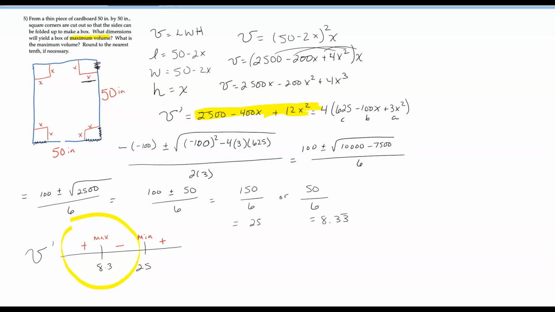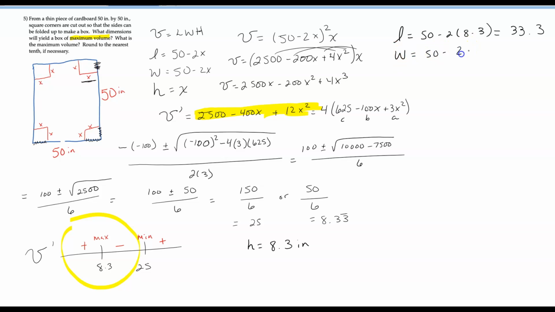which is the height. So if the height is 8.3 units, and in this case it's actually inches, then I'm going to back substitute that into my L equation up here at the top. And so I'm going to say L equals 50 minus 2 times 8.3. So what does that end up being? Something like this, 33.3.